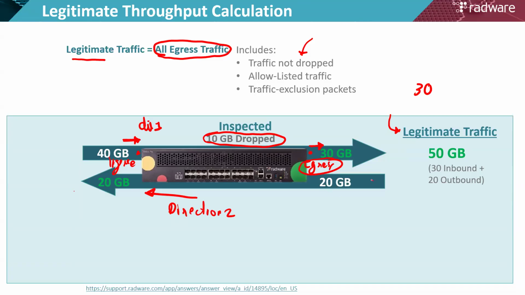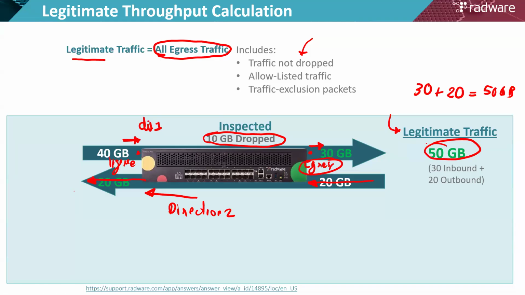So now 20 Gbps is coming from the server side and the entire 20 Gbps is sent out. We have not dropped anything. So the entire 20 Gbps of traffic would be considered under legit traffic. So now we combine them and the total legit traffic would be 50 Gbps.